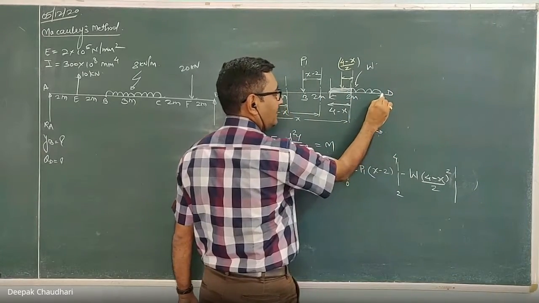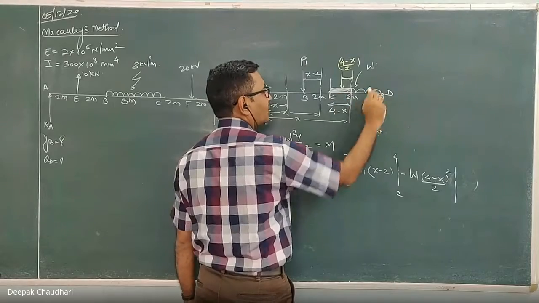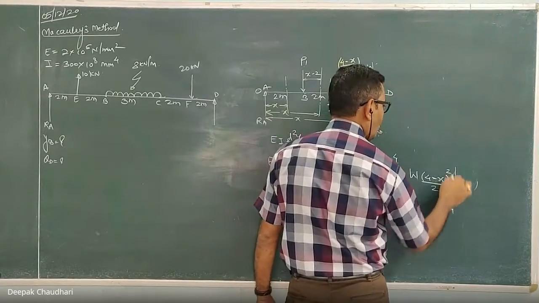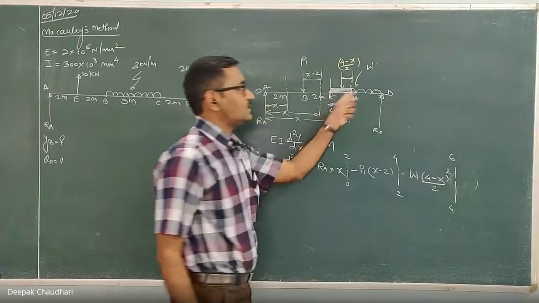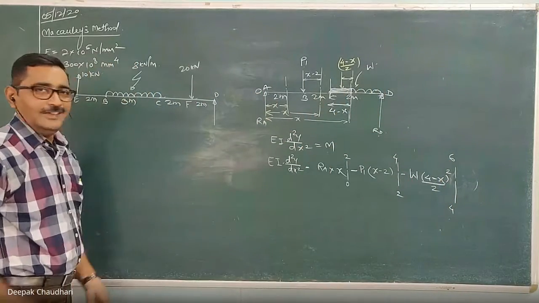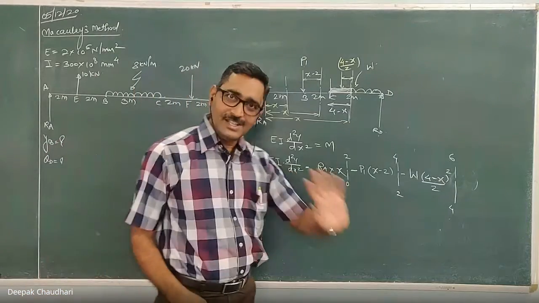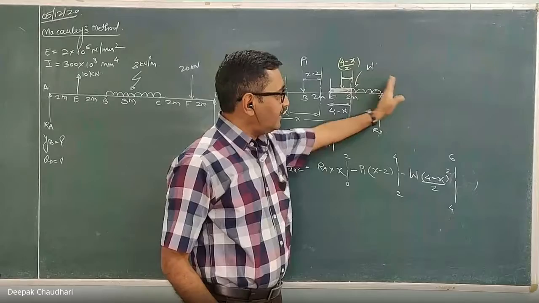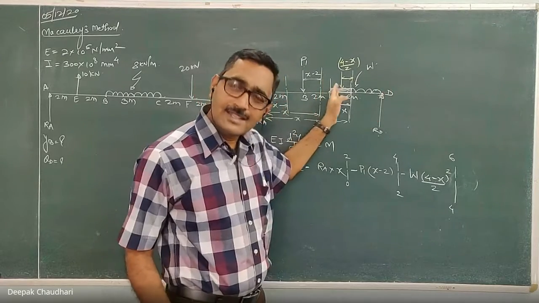Up to D, this equation is valid because the UDL is up to the end. This equation is valid from 4 to 6 meter, because this is 2 meter. In this way we can write. But here remember one thing, an important thing. This UDL is spread.